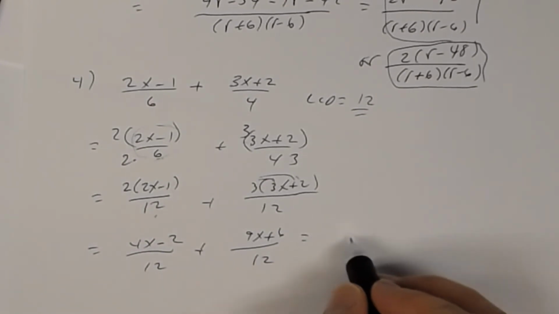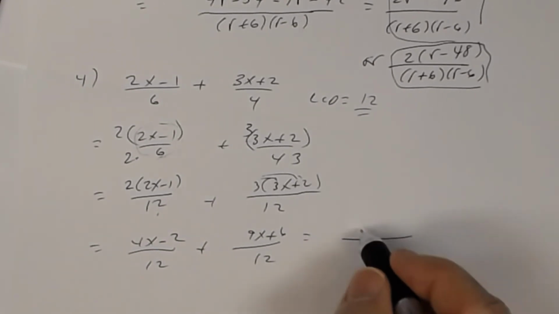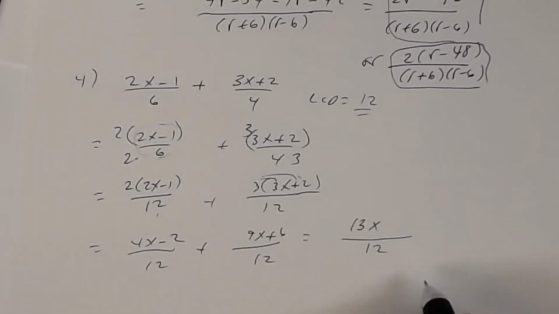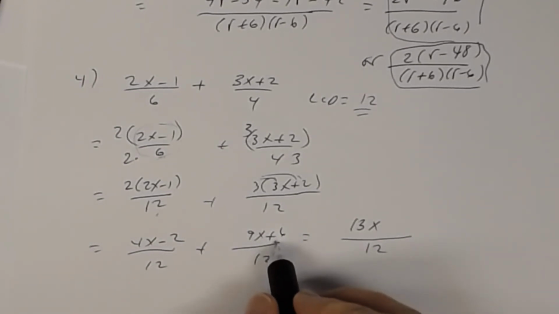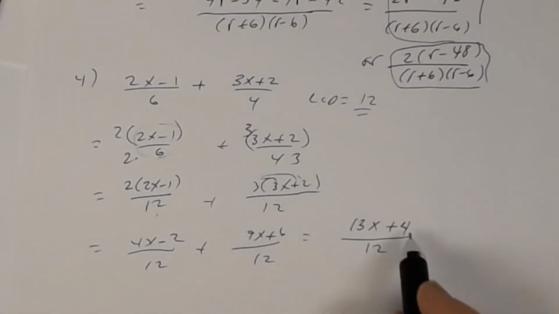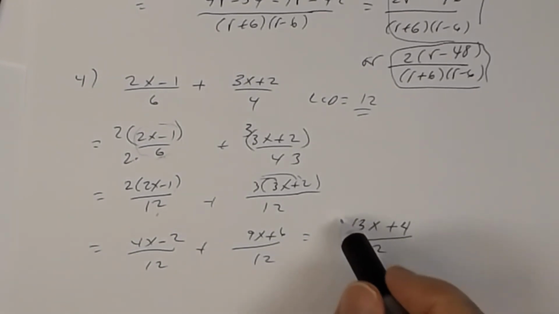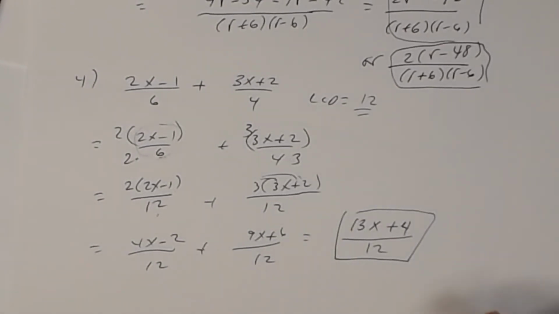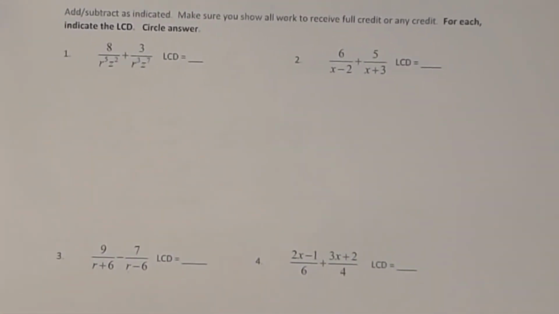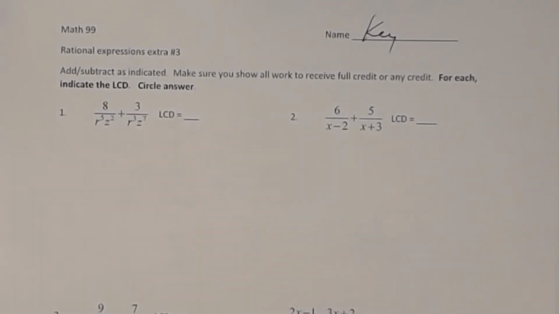Now I'm going to write this as one rational expression. 4x plus 9x is 13x. And then a negative 2 and a positive 6 is a positive 4. And you cannot reduce any further. The 13x plus 4, the GCF is 1, so that's it. There's your answer. All right, so that was the key to rational expressions extra number 3.